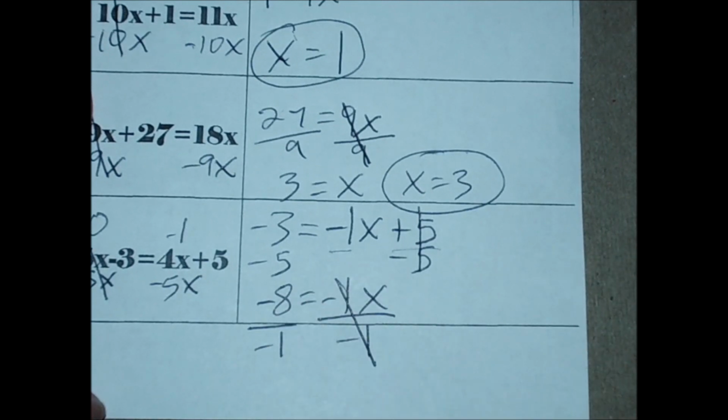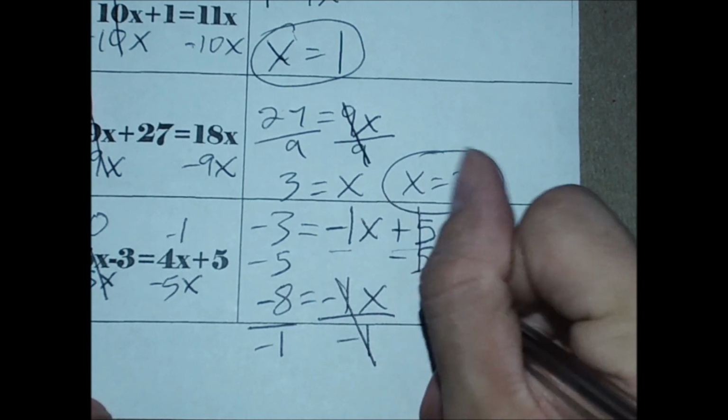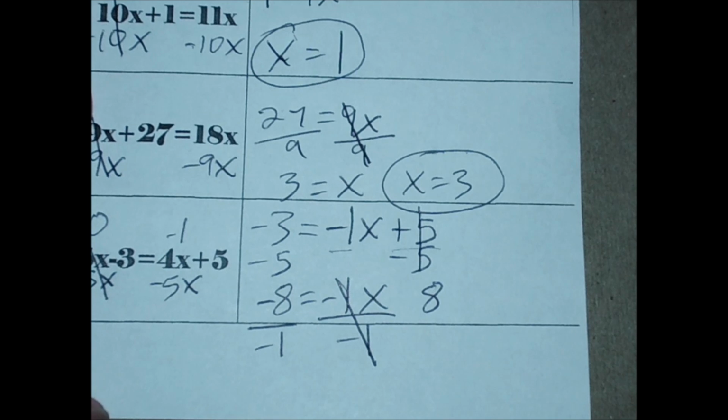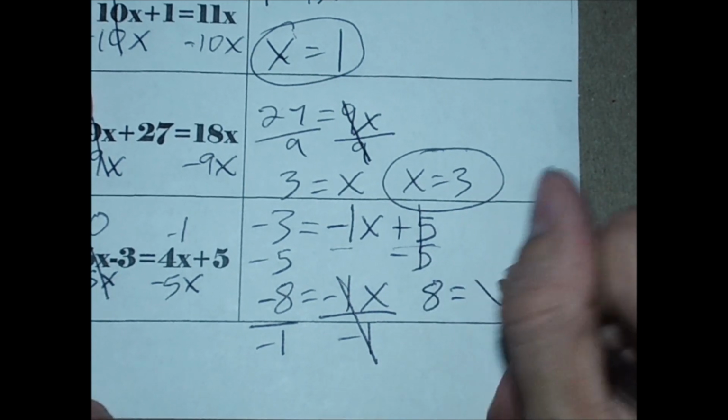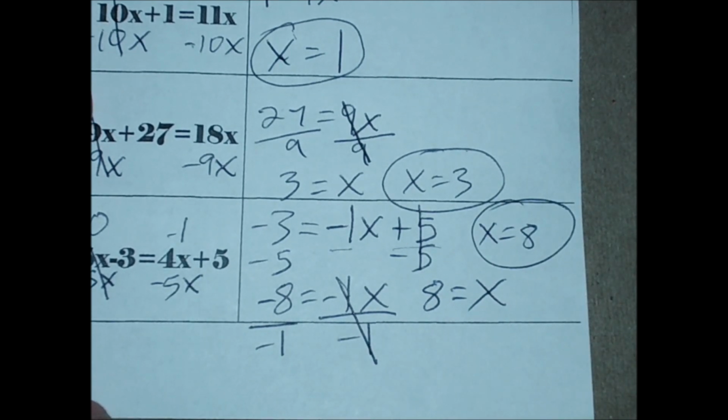And what is negative 8 divided by negative 1? Negative 8 divided by negative 1. It's 8. A negative divided by a negative is a positive. X equals 8. Okay? See that?